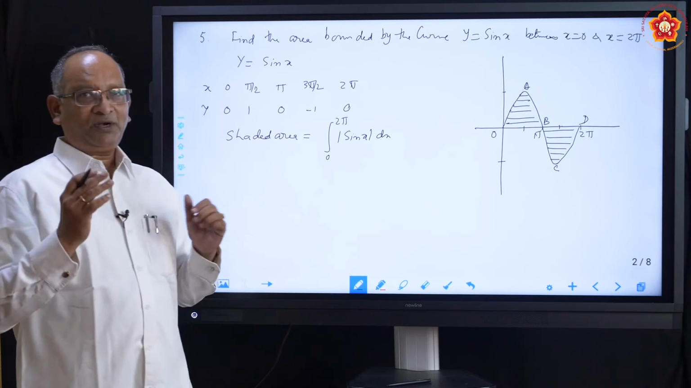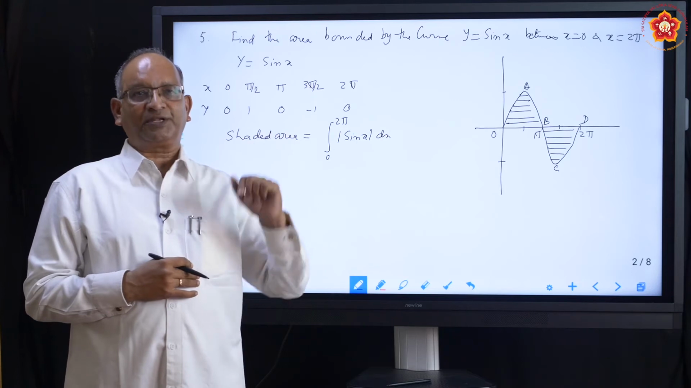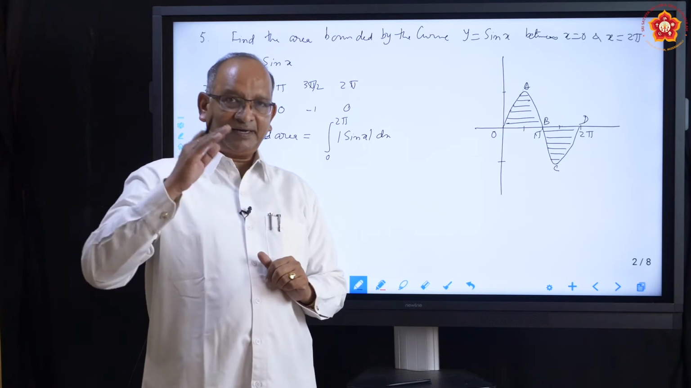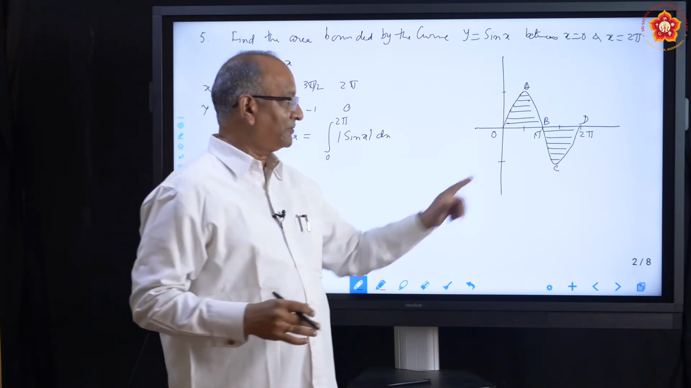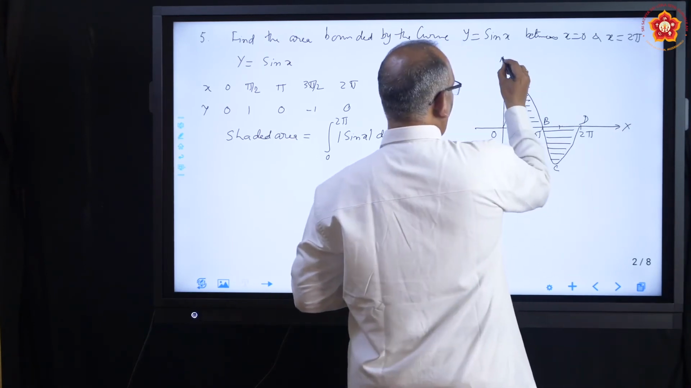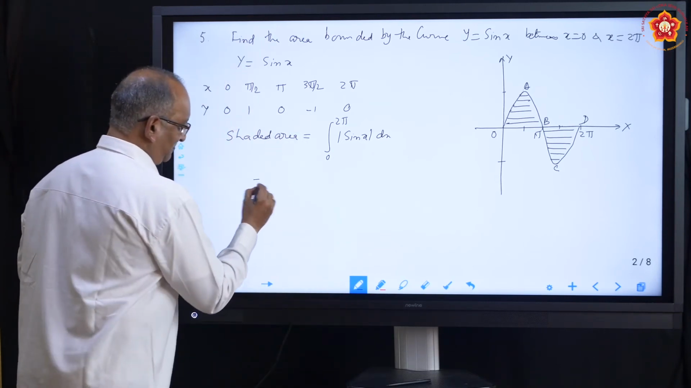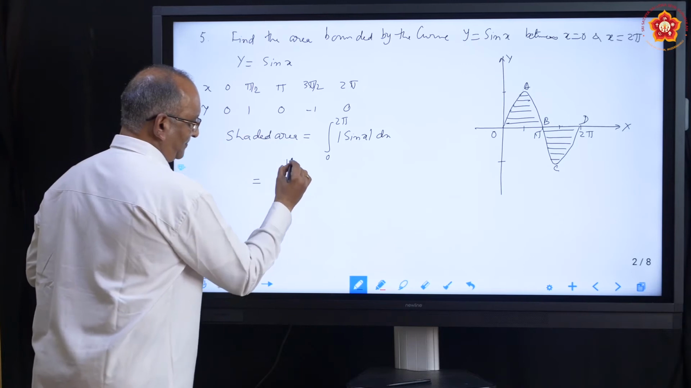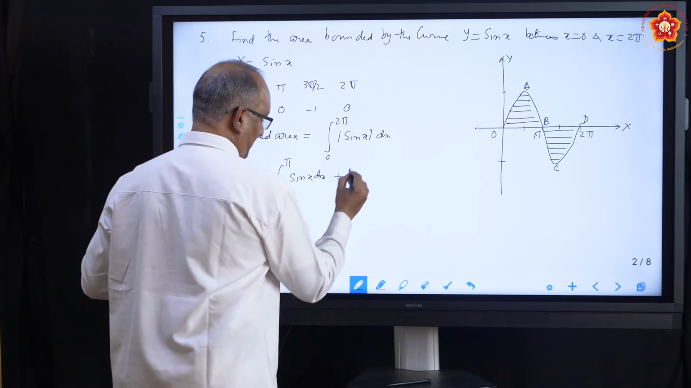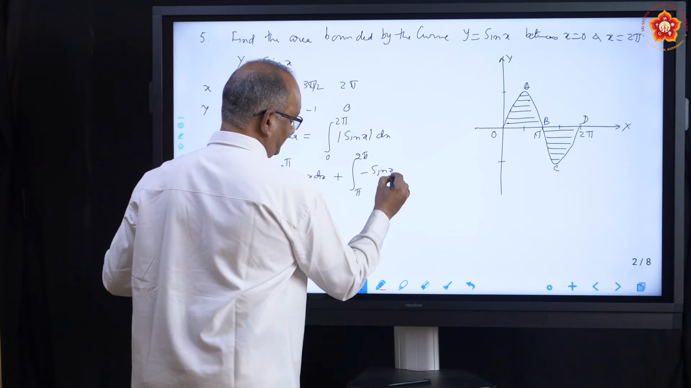Now the question is why modulus? Because we know that in the first and second quadrant sin theta is positive, meaning from 0 to pi it is positive. And in the third and fourth quadrant sin theta is negative. That's why it has come below the x-axis. So when you simplify also, it can be simplified that way: integral 0 to pi sin x dx plus integral pi to 2 pi of minus sin x dx.